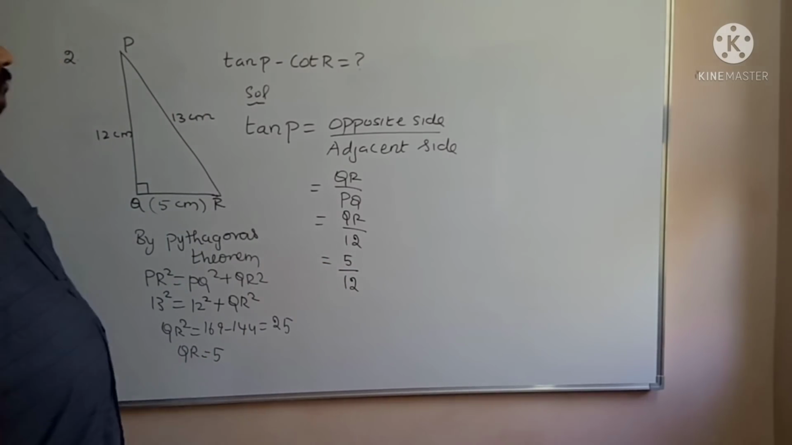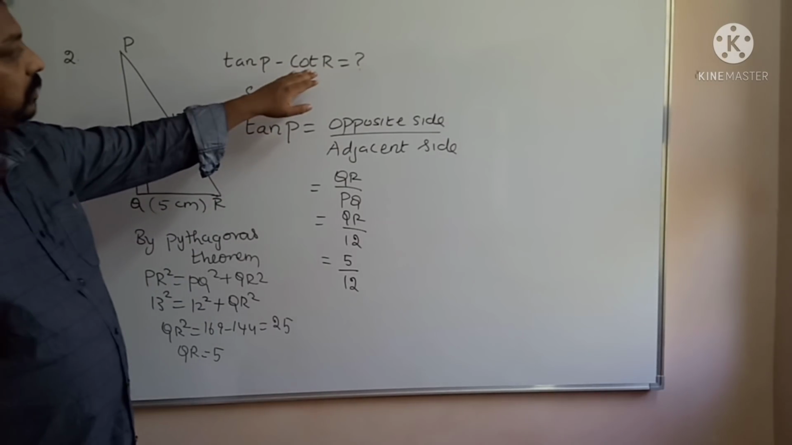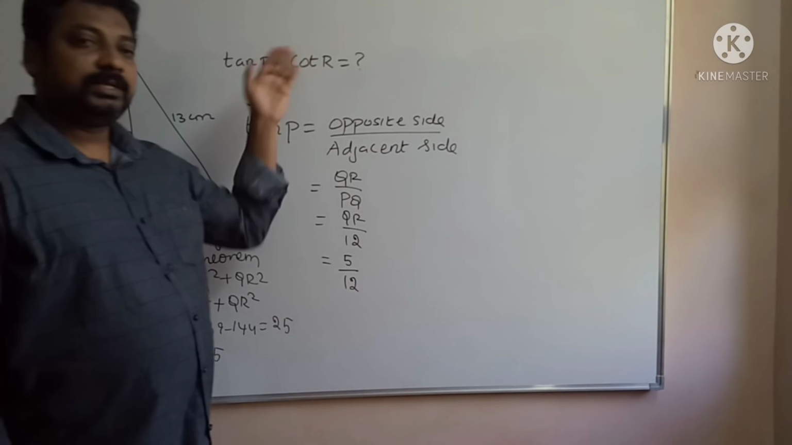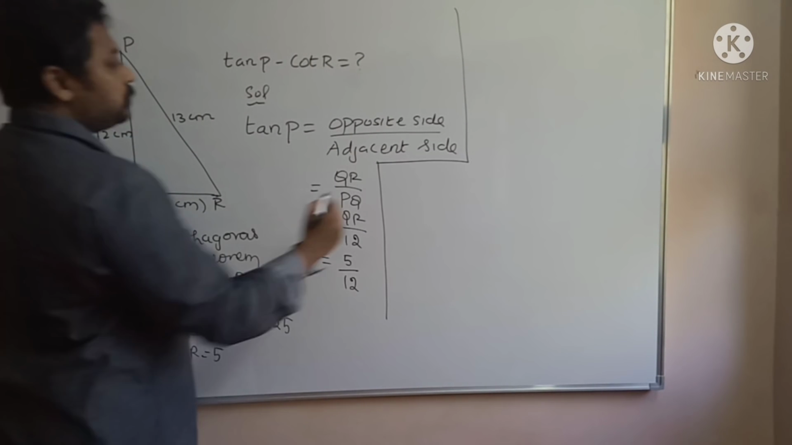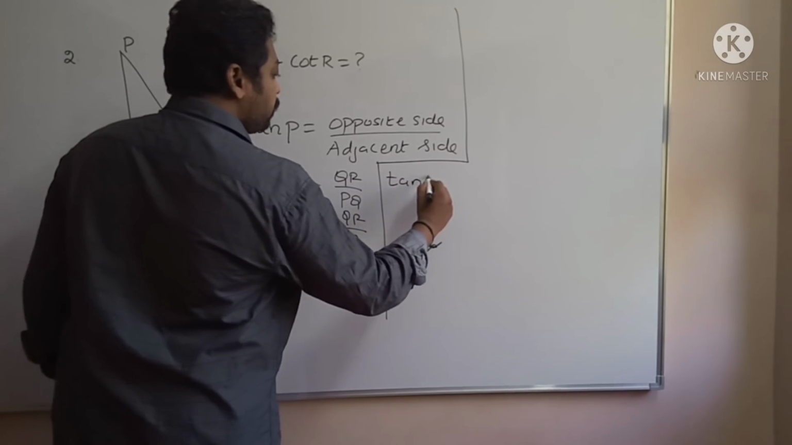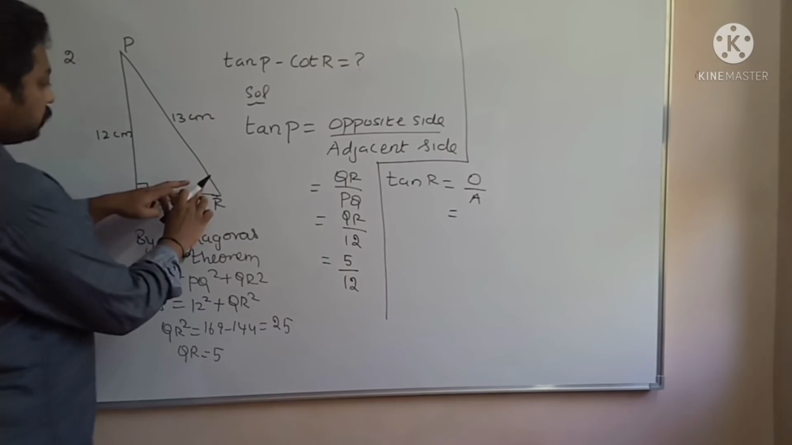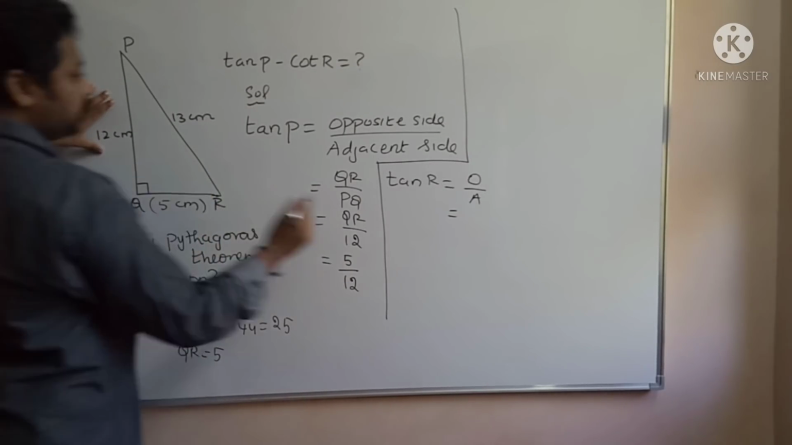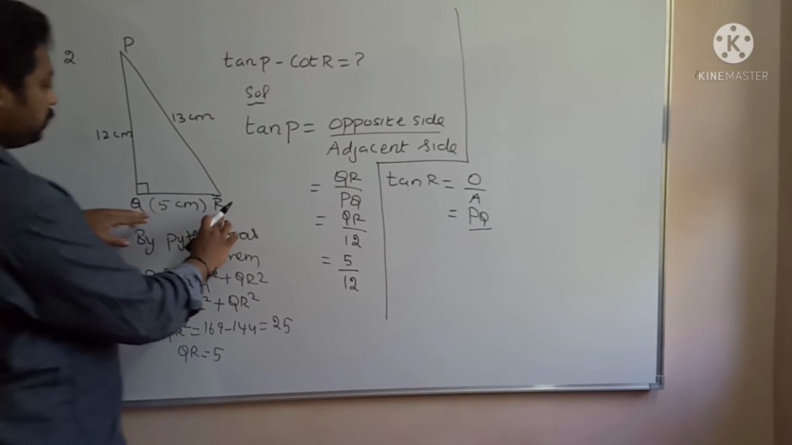Now what we have to find? We have to find cot R. First we find tan R, then we just reciprocate it. So what is tan R? Same formula, opposite side by adjacent side. This is R. What is the opposite side? PQ. What is the adjacent side? QR.